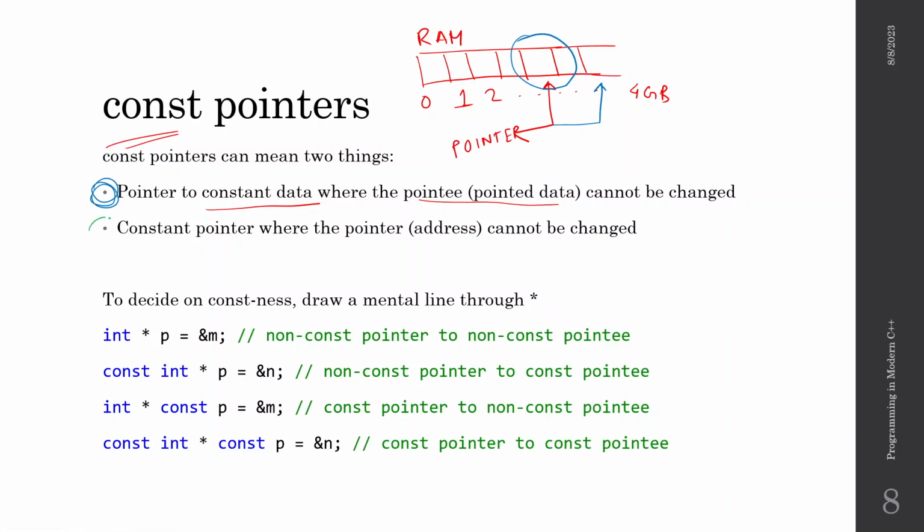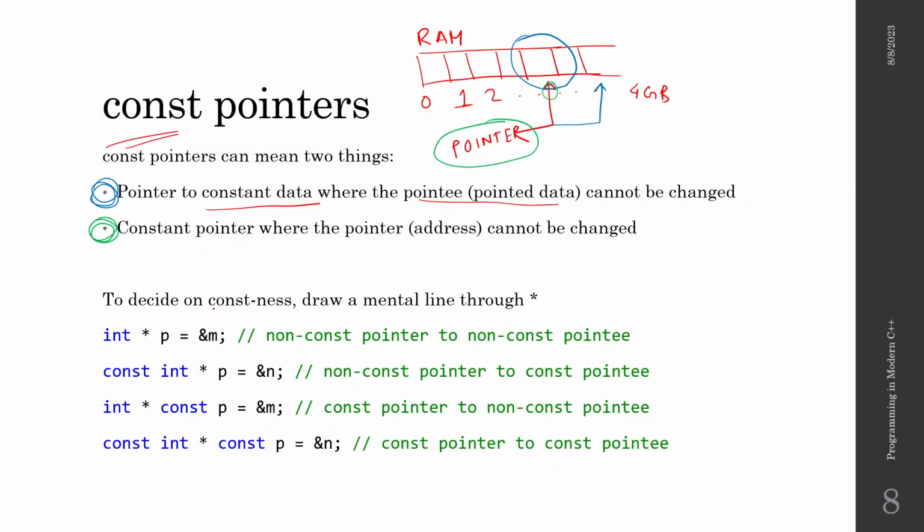Now in the second case, the pointer is constant but the pointee can be varied. So in this case, this is constant, so the pointer is constant. It means that this location is fixed, but the value at this location can be changed. So these are the two ways we can use const with pointers. And of course we can do both, if we want to.